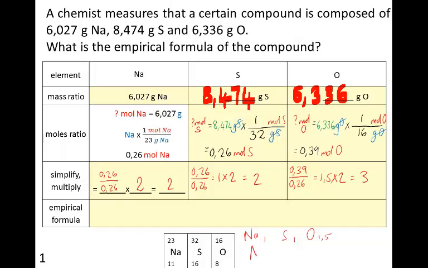And so then we have a ratio 2 is to 2 is to 3, which is the same ratio as 1 is to 1 is to 1,5, and that's the same ratio as 0,26 is to 0,26 is to 0,39. They're all the same ratio. It's just that this last one is the simplest form which has only whole numbers, and that is what we're looking for in the empirical formula of a compound. So that is our formula.